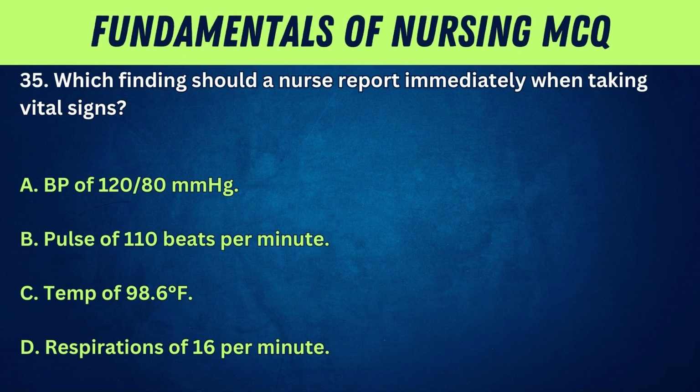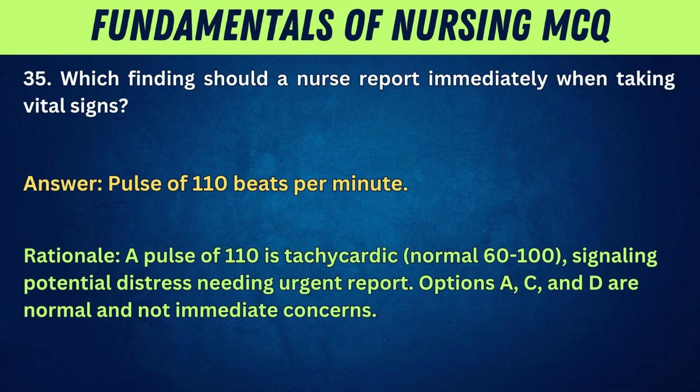35. Which findings should a nurse report immediately when taking vital signs? A. BP of 120/80 mmHg. B. Pulse of 110 beats per minute. C. Temp of 98.6 degrees Fahrenheit. D. Respirations of 16 per minute. Answer: Pulse of 110 beats per minute. Rationale: A pulse of 110 is tachycardic, normal 60 to 100, signaling potential distress needing urgent report. Options A, C, and D are normal and not immediate concerns.